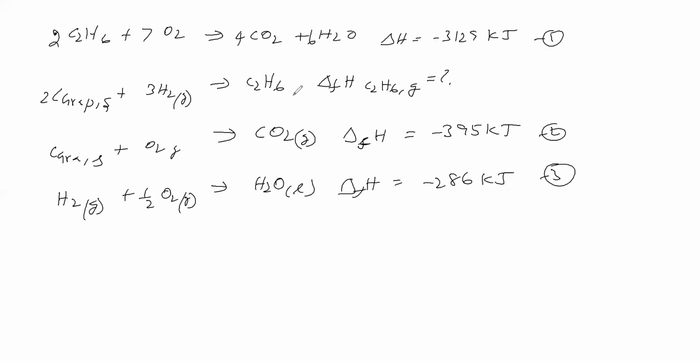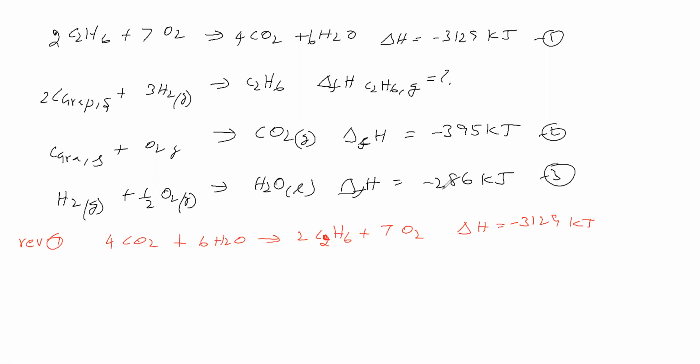So in the required equation ethane is there on the right side. Therefore, reverse equation number 1. So we are reversing equation number 1. So what we will get means 4 times carbon dioxide, 6 times water gives 2 times ethane, then 7 O2, delta H is equal to minus 3129 kilojoule.